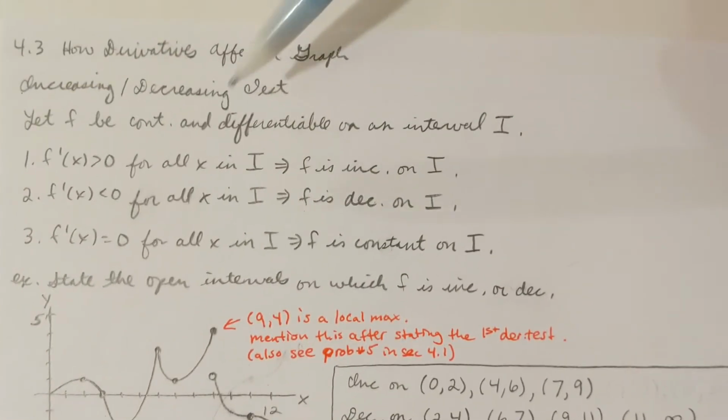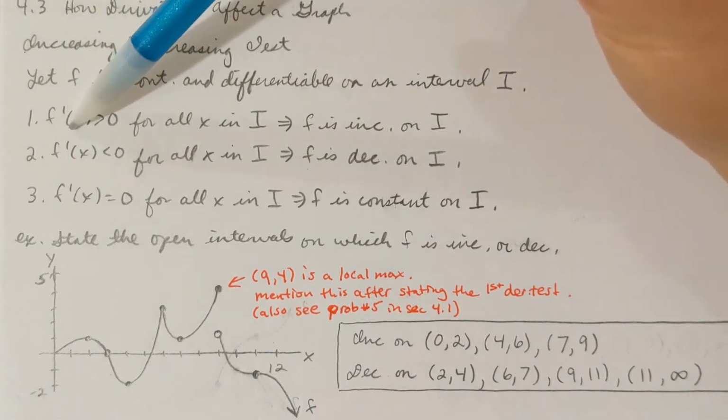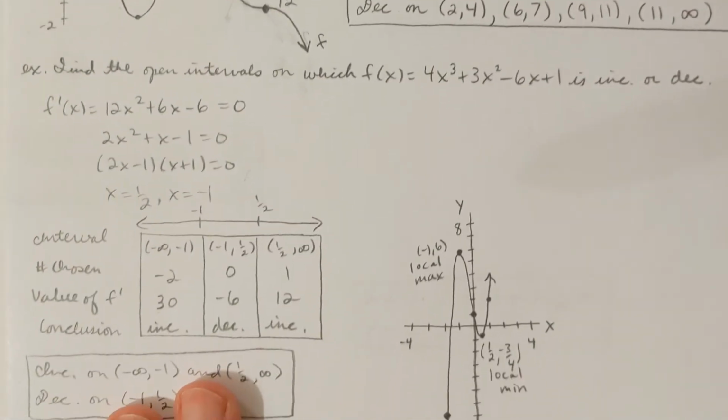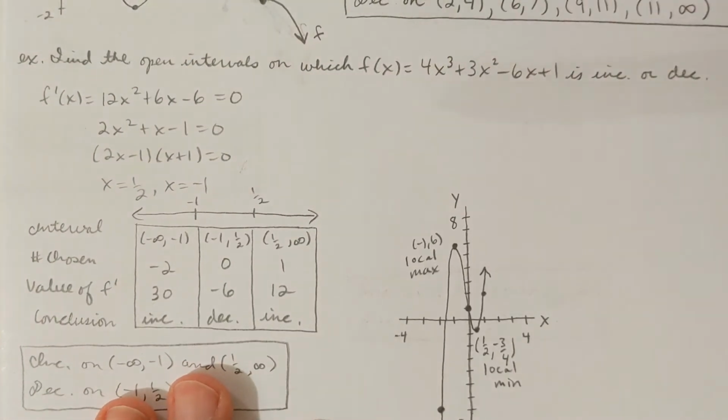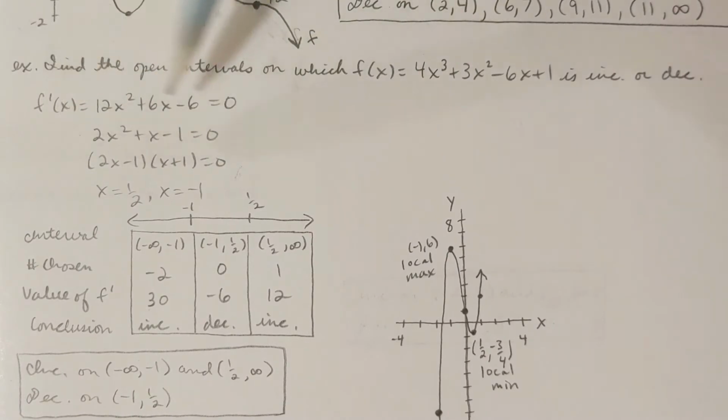In the increasing and decreasing test, I need to know the derivative, right? I need to know where the derivative is positive, where it is negative, and where it is equal to 0. So let me calculate the derivative here. F prime of x would be 12x squared plus 6x minus 6. And I want to find my critical numbers. Remember, a critical number is a number that you plug into the derivative and it will return 0, or it's a number that you can't plug into the derivative.